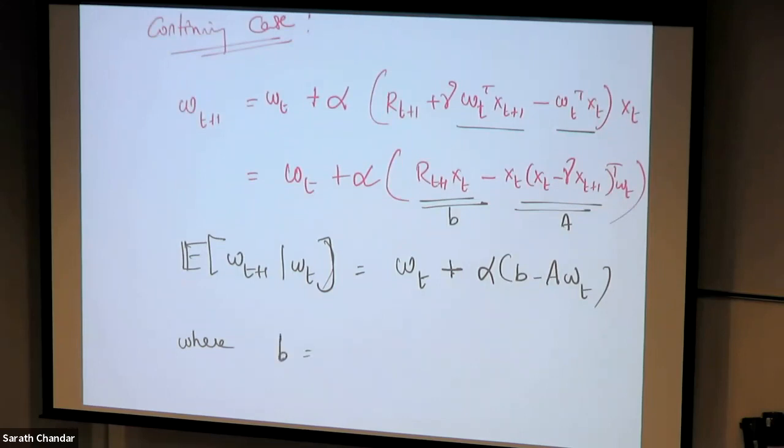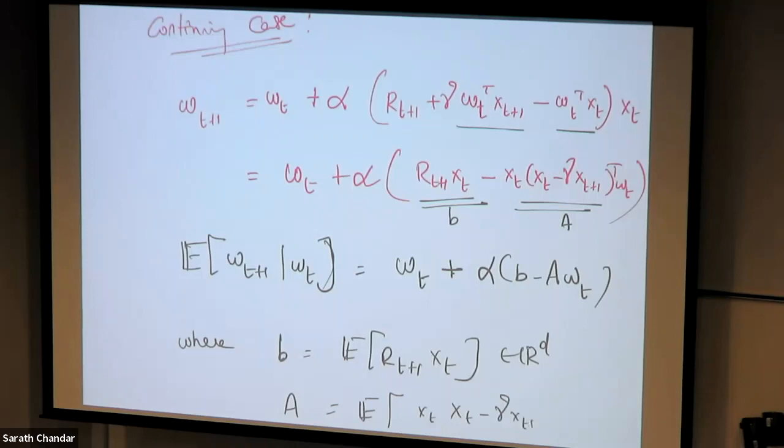Where B is nothing but the expected value of Rt plus 1 xt. Okay, so this is a d-dimensional vector. And similarly, A is a matrix. This matrix is the expected value of xt (xt minus gamma xt plus 1) transpose, which belongs to R d cross d. Is that clear? Okay. Now, let us say this algorithm converges. So what does that mean? What does it mean in terms of this equation?